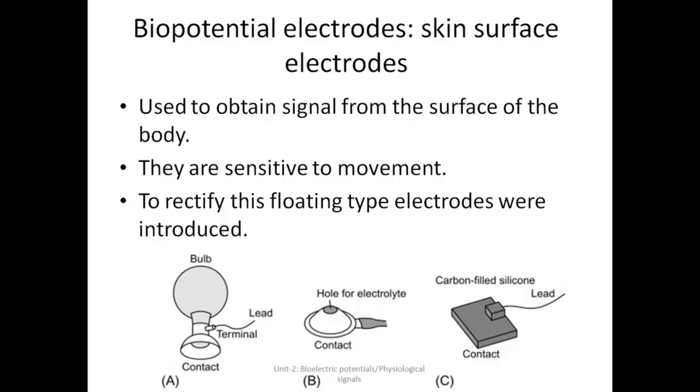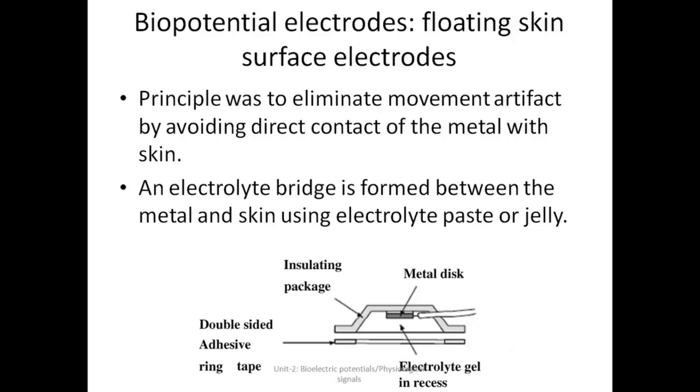So to overcome these issues, the design was modified a little bit and floating skin surface electrodes were designed. The principle of this electrode is to practically eliminate the movement artifact by avoiding any direct contact of the metal with the skin. The only conductive path between metal and the skin is the conductive paste or the jelly. The performance of the electrode is not impaired as long as the conductive paste maintains the contact with both the skin and the metal.